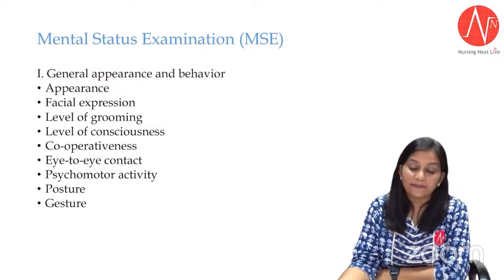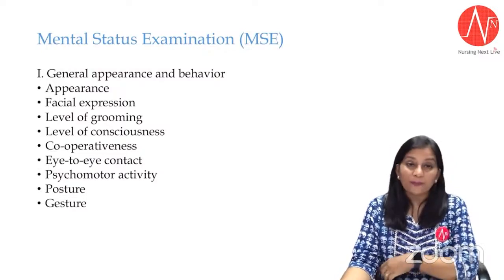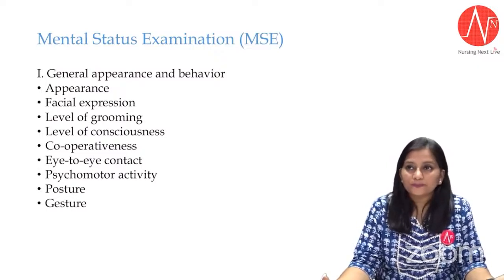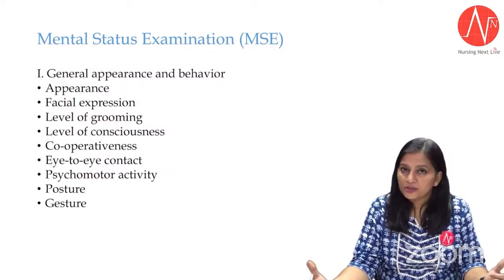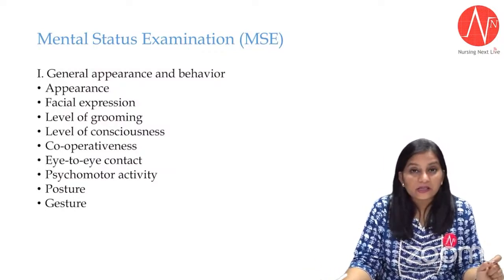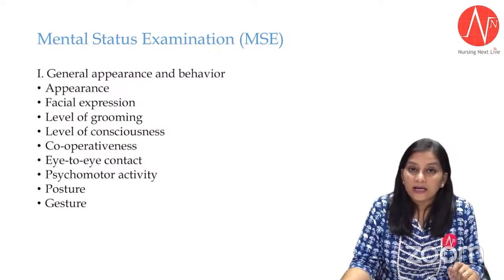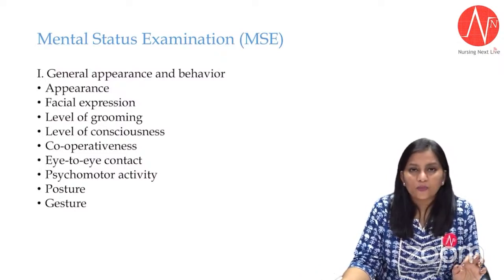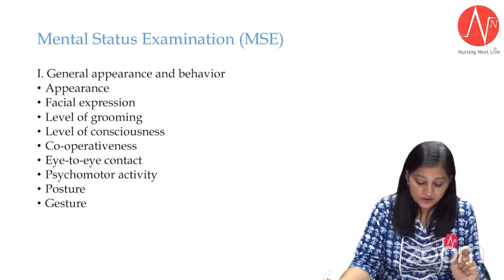This happens in the case of psychiatric patients. They are not able to maintain their general appearance, and usually they can be observed wearing woolen clothes in summer, or cotton clothes in winter. So their dressing is not appropriate, not according to the weather. And they don't take care of their personal hygiene. This is a very common observation in the mentally ill.